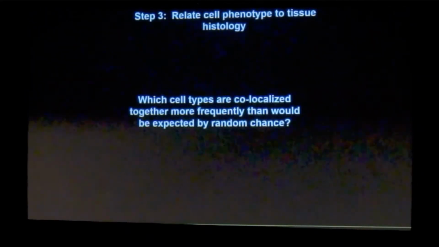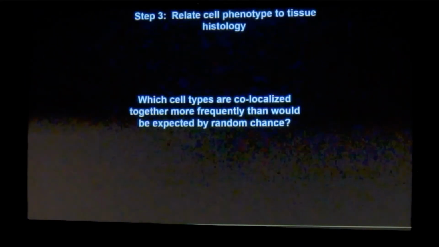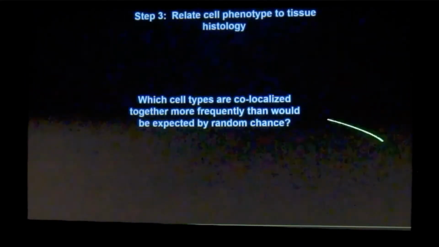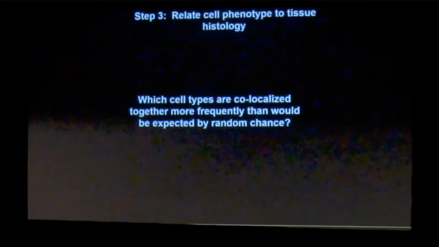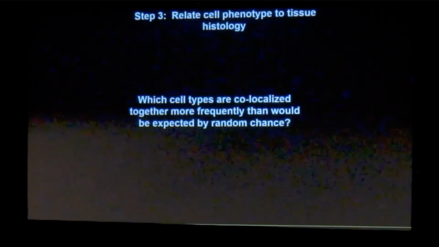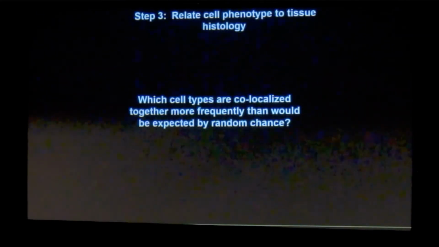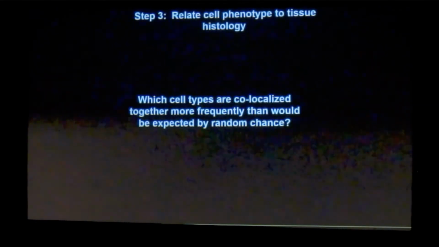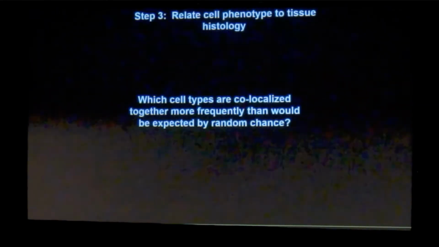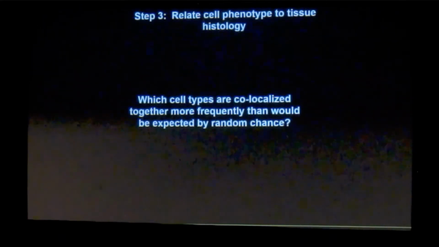So then the question becomes, which cells are co-localized more often than you expect by random chance? And if there's anything I would like to say for people in the room to watch, it's this, because I think this is probably going to be the area of the most hazard for interpreting multidimensional imaging data going forward, which is to be properly conservative in the way that we phrase statistical questions with the data.